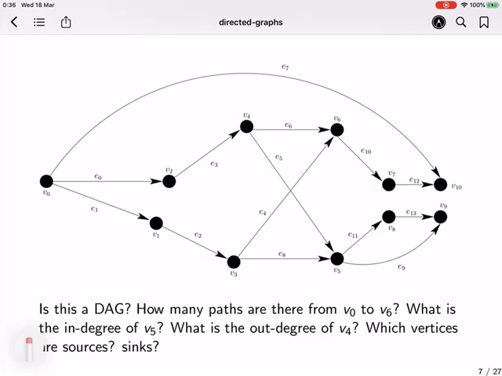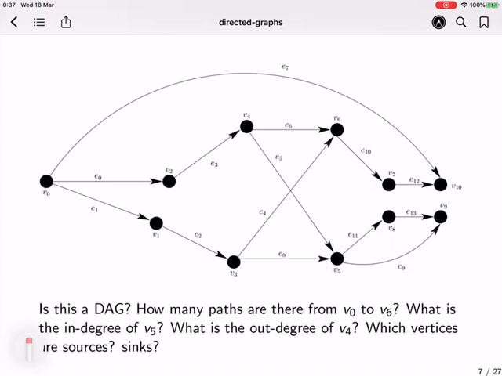What is the in-degree of V5? Here's V5. We see that there are four edges which are incident to V5. V5 participates in four edges, two of which enter V5, this is E5 and E8, and two of which emanate from V5, this is E11 and E9. So the in-degree of V5 is 2 because of the edges E5 and E8. And the out-degree of V5 is also 2, because of the edges E9 and E11.